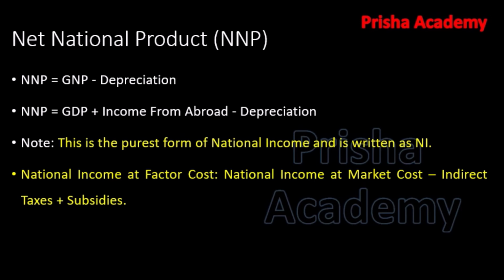And national income at factor cost is equal to national income at market cost minus indirect taxes plus subsidies. We talked about factor cost. When we add the indirect taxes into the factor cost, it becomes market cost. We have seen this during frequently used terms. And when you add subsidies, you will get the net national income at factor cost.